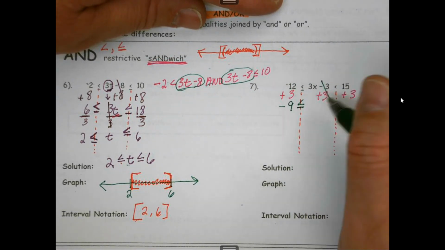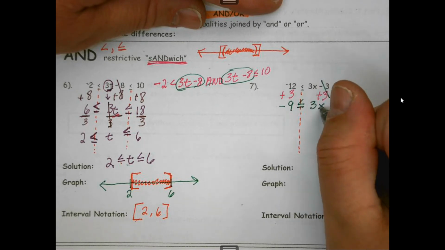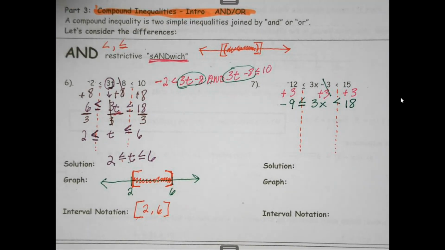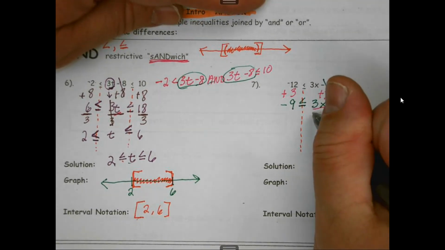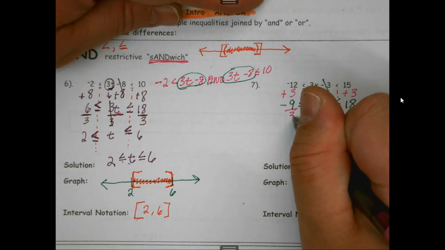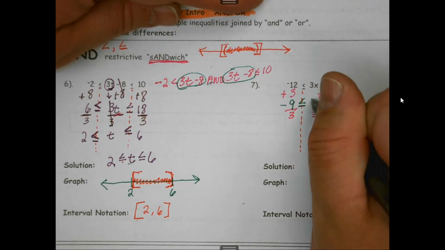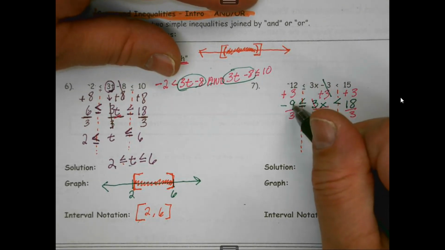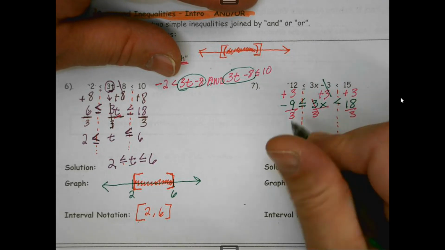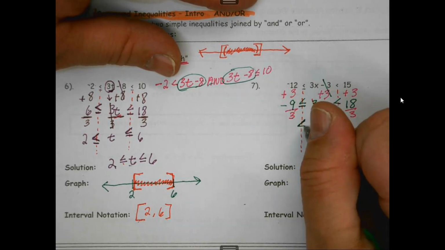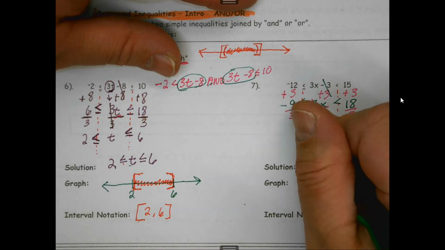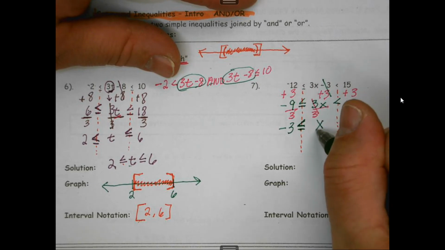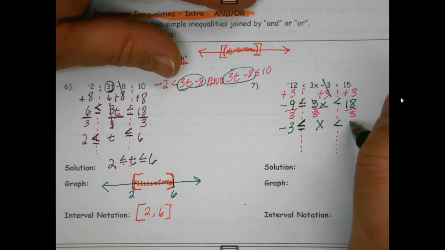Divide by the coefficient 3. I've got to do it to this side and to this side. I'm dividing by a positive number, even though that's a negative number, so I'm going to keep the sign the same. Negative 9 divided by 3 is negative 3. My x, and 18 divided by 3 is 6. So my solution: negative 3 is less than or equal to x is less than 6. Graph it.